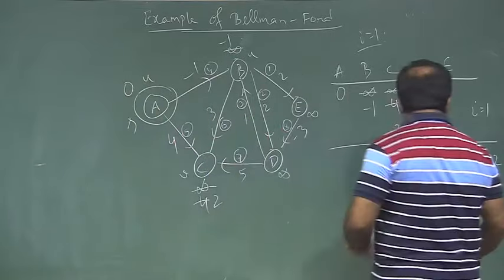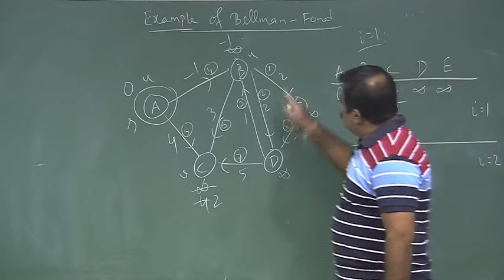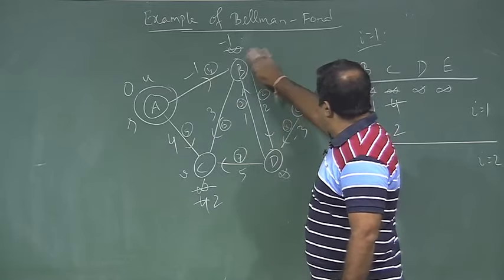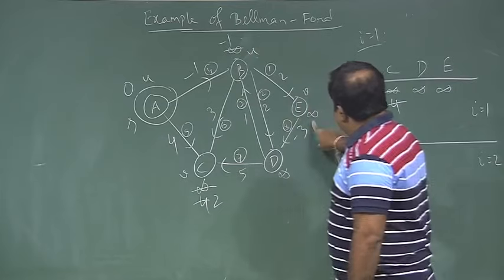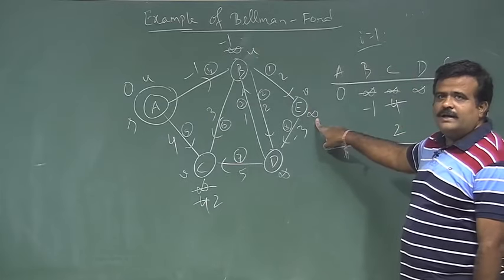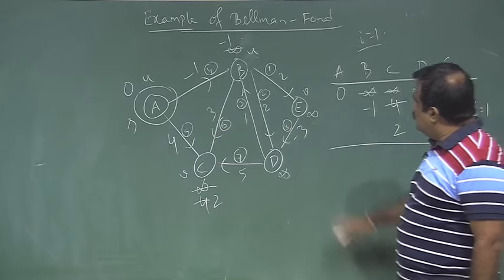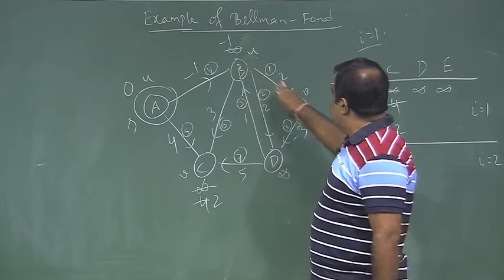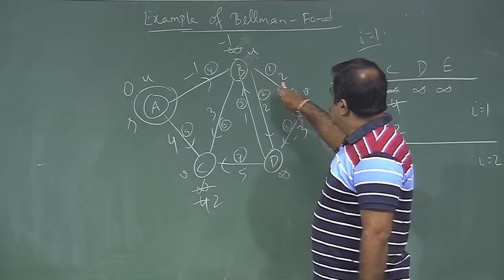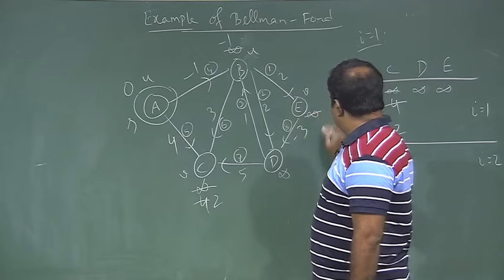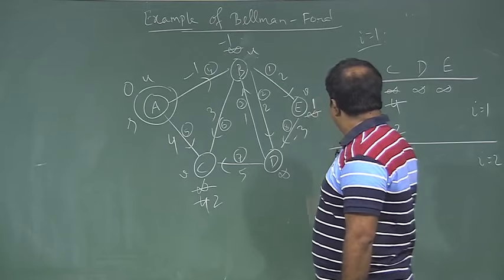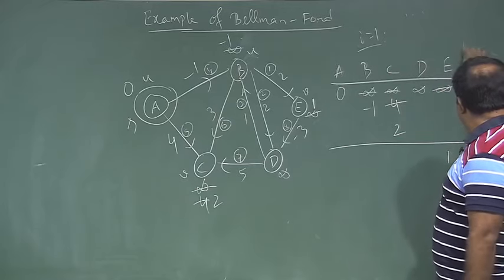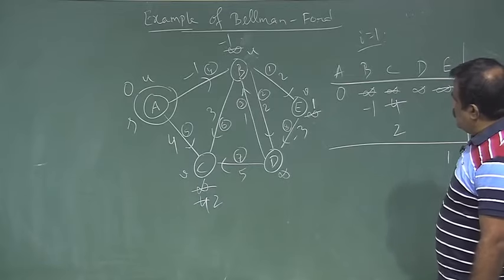So if we do this for i equal to 2, we are following the same thing. We start with this edge: this is u, this is v. Now this has distance infinity. We have a new path from S to u with cost minus 1, and we can take this edge 2, which is minus 1 plus 2, 1, which is better than infinity. So E is now 1.